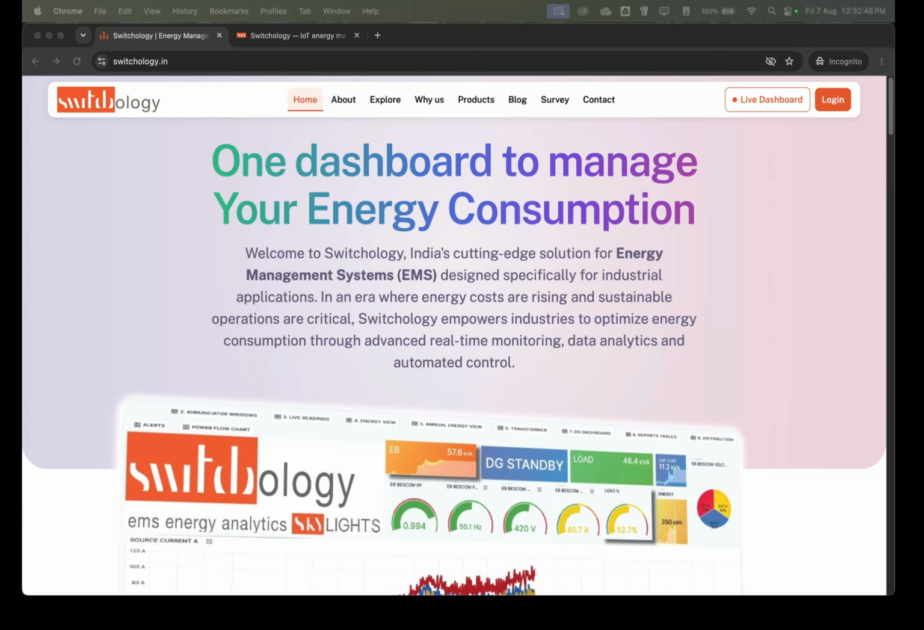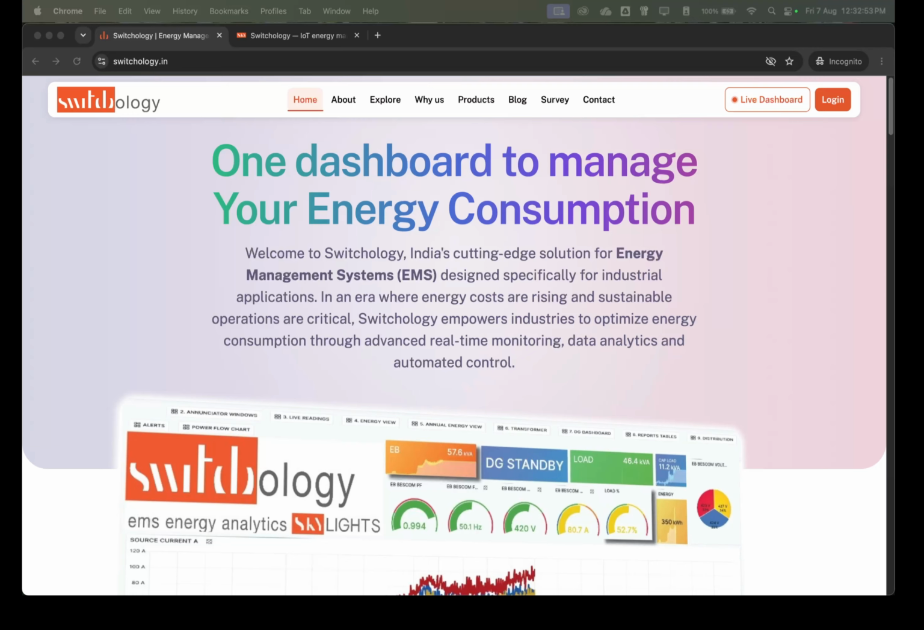I am the managing partner at Skylights Energy. At Skylights Energy, we build software for the electric control panel industry. Switchology is an energy management solution. It is designed particularly for industrial applications.